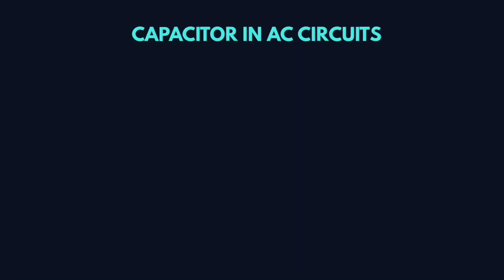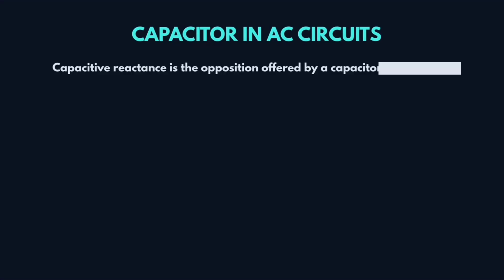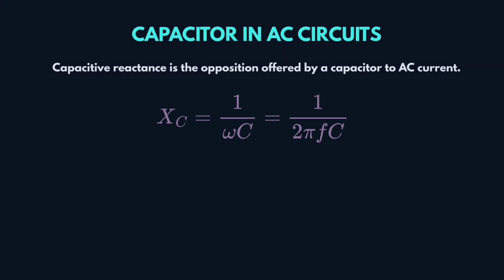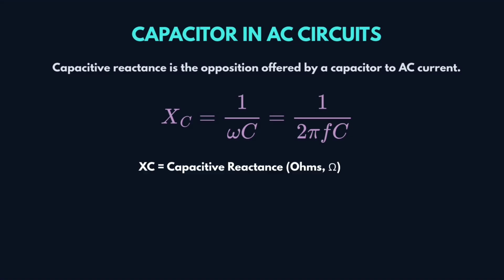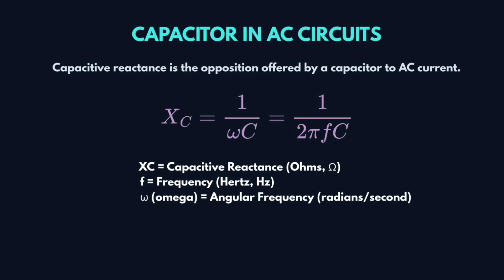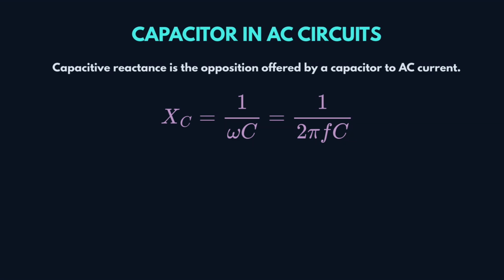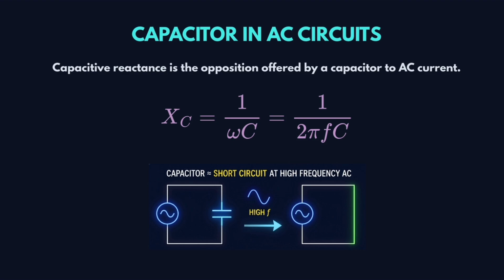Now let's consider capacitor in AC circuits. Capacitive reactance is the opposition offered by a capacitor to AC current, that is Xc. Capacitive reactance is given as 1 by omega C, which is nothing but 1 by 2 pi F C. Here Xc is capacitive reactance, F is frequency of AC supply expressed in Hertz, omega is angular frequency, C is capacitance in farad. As frequency increases, capacitive reactance decreases. At very high frequency, Xc tends to 0. The capacitor behaves like a short circuit.